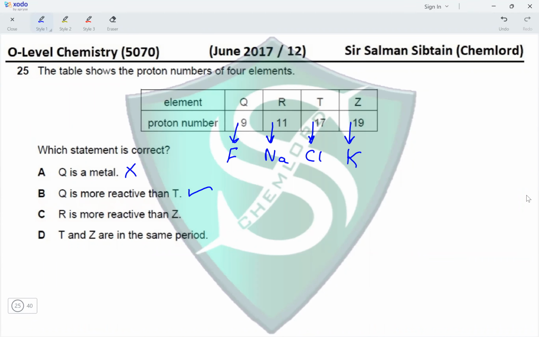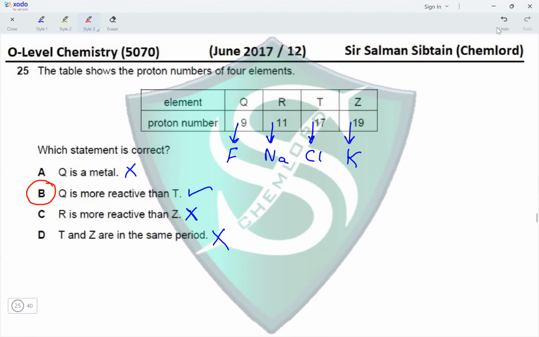R is more reactive than Z. R is sodium. Z is potassium. For metals down the group, the reactivity increases. So Z is more reactive than R. And for halogens, the reactivity down the group decreases. So Q is more reactive than T. T and Z are in the same period. Chlorine is in period 3, potassium is in period 4. So this is also incorrect, making option B the correct option for this question.